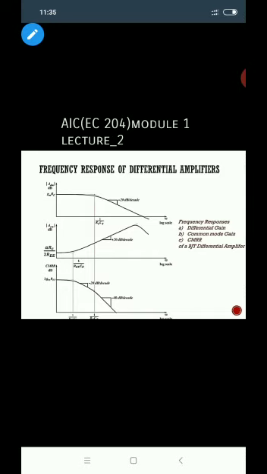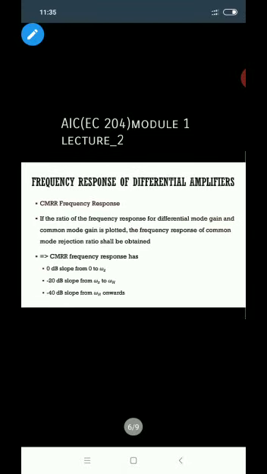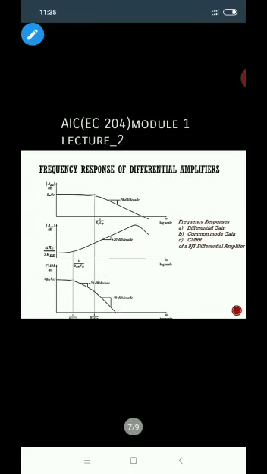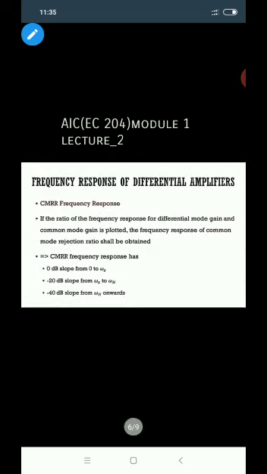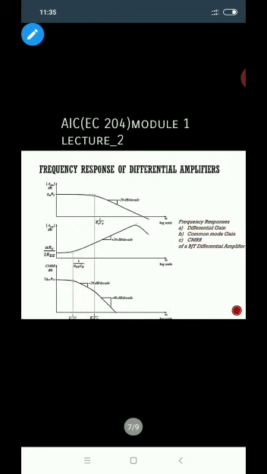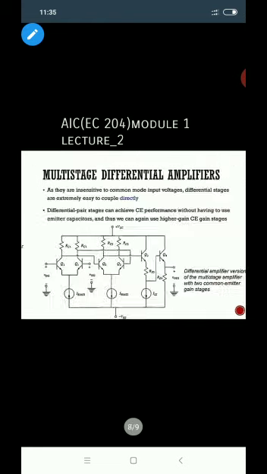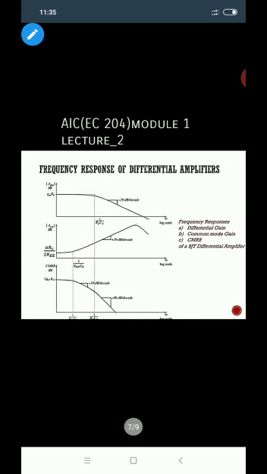In that CMRR frequency plot, it is very clear that up to omega z there is a flat response. After that, from omega z to omega h, we have minus 20 dB per decade variation. From omega h onwards, there is a minus 40 dB per decade slope. Okay, these are all about the frequency response of the differential amplifier. So these graphs are very important.